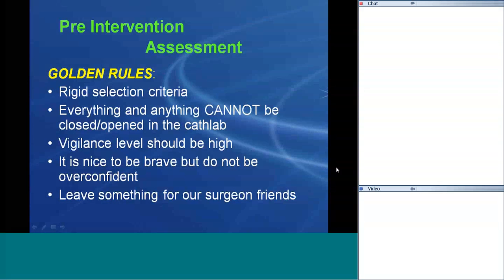You cannot do everything in the cath lab, so the surgeon friends should always be around, and they should be notified that some important or complex cases are being done. If a patient cannot be treated totally in the cath lab, the threshold for sending to the surgical team should be very low. There should not be any ego problem, especially when you are dealing with congenital heart disease in the cath lab.